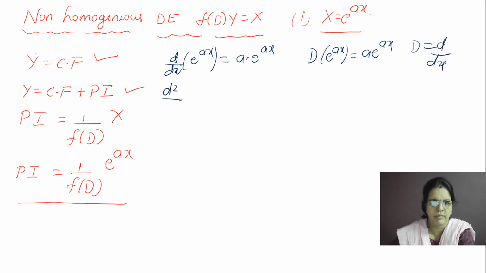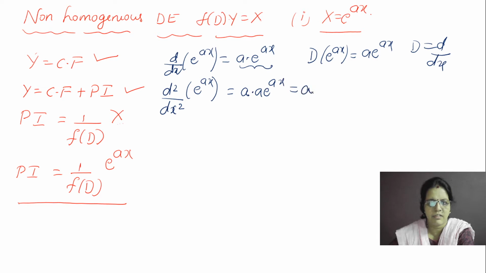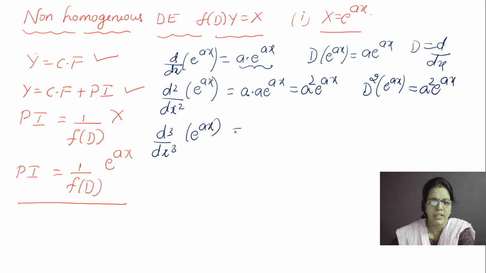Similarly, find the next derivative, D square of e power ax, that is d square by dx square. The second derivative is the derivative of the derivative. So already a is there, and another a into e power ax. So this is a square into e power ax. Or we can write that the second order derivative of e power ax is a square into e power ax. Similarly, if you find d cube by dx cube of e power ax, we get a cube into e power ax. This can also be written as D cube of e power ax.